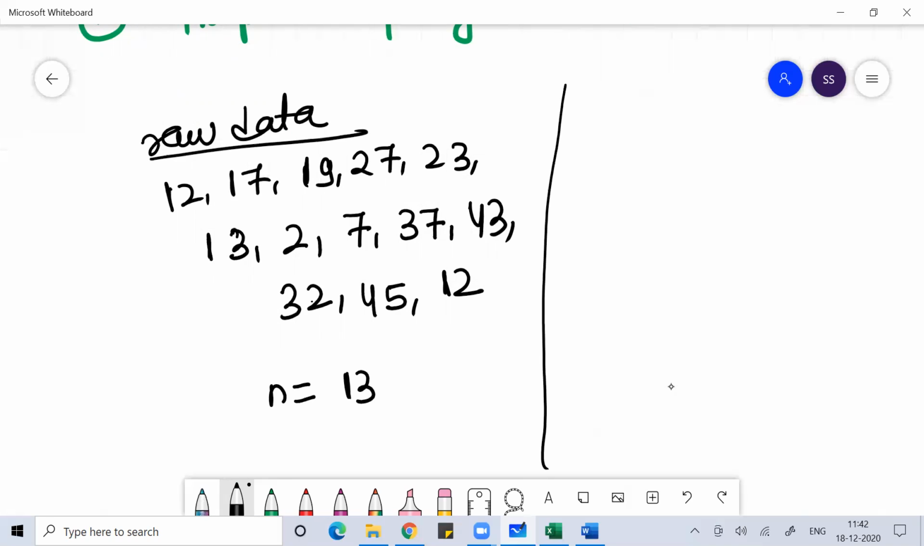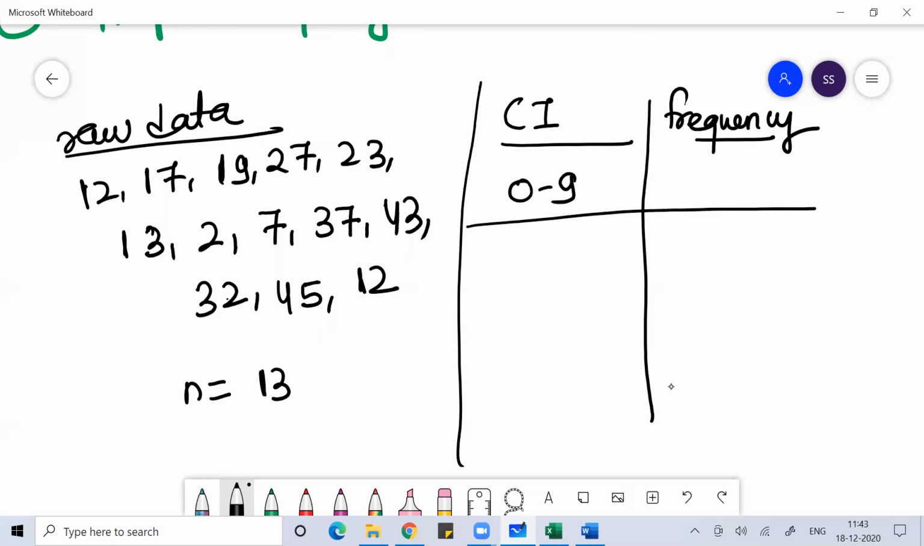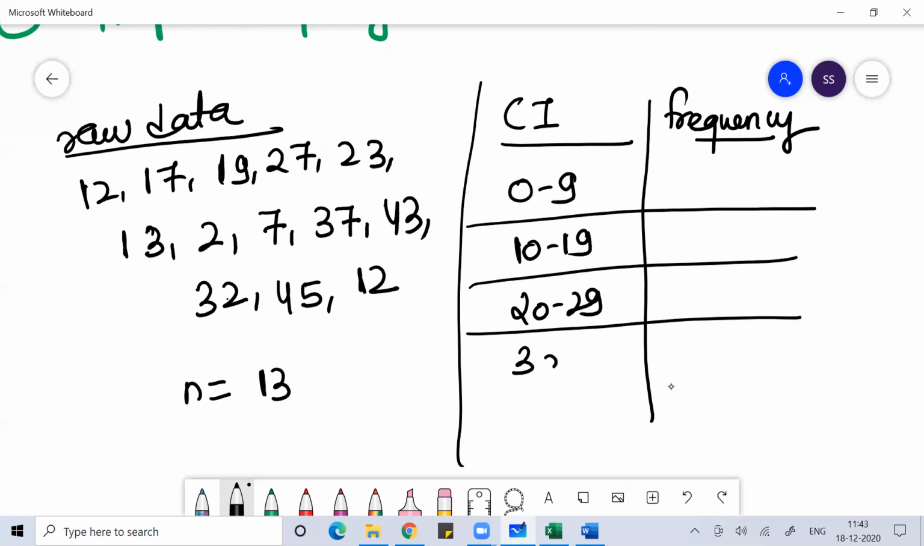The same data you can write in the form of class interval and frequency. In class interval, you can write 0 to 9, then 10 to 19, then 20 to 29, then 30 to 39, and then 40 to 49. This is called frequency distribution, grouped distribution. You are writing the data in different groups.